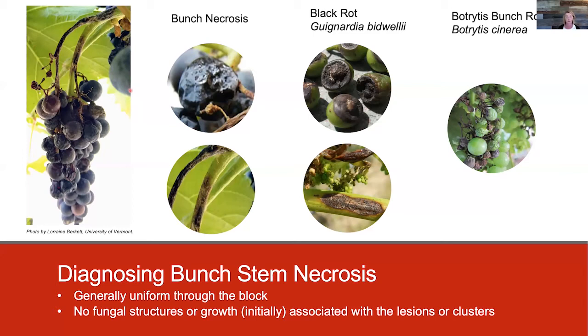However, if you're not sure, again, you can always send me the samples and we can confirm it. At this stage, if you're close to harvest, you're probably out of luck in terms of managing it, but we can start to think about how you'll manage these fungal diseases in the next season. But unfortunately, in terms of bunch stem necrosis, there are no management strategies. And it can be very disappointing to go out one day and see that you have a beautiful crop, and then you get 2 days of rain and you go out the next day and it looks like this picture on the left here.